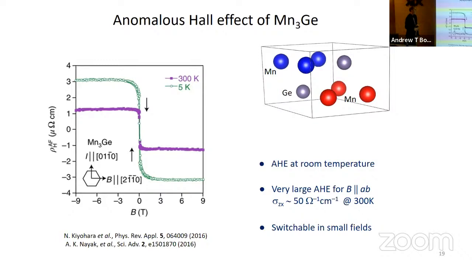This plot here is showing data of rho yx as a function of magnetic field at 2 temperatures. And you can see that in this material, this is just the anomalous part, so the normal part has been subtracted off. So we just have the field independent part, which switches sign as you go through zero field. And what's nice about this material is that the anomalous Hall effect is present even at room temperature and above, and is actually switchable in a very, very small magnetic field. Just a few hundred oersteds is required to switch the sign of this anomalous Hall effect term.